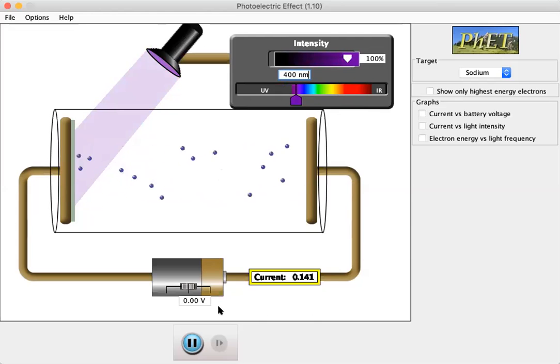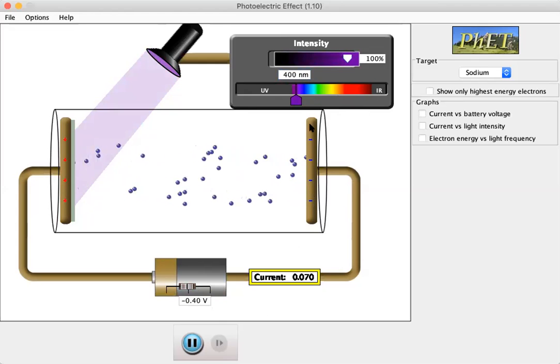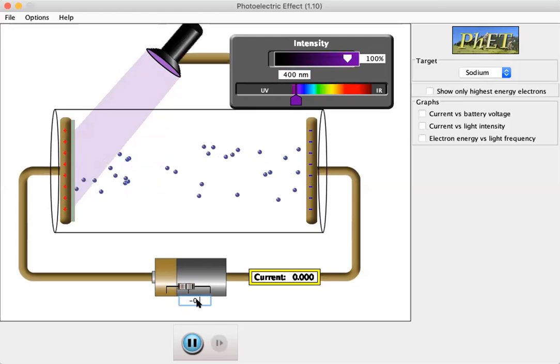Okay, so I will apply now a reverse voltage, which is a negative voltage, which will make this plate I'm showing here negative, thus repelling electrons or slowing them down. As it is, some electrons are still managing to get through. But if I keep increasing the voltage in a negative sense, at a certain point we strike a current of 0. This happens at exactly minus 0.72.